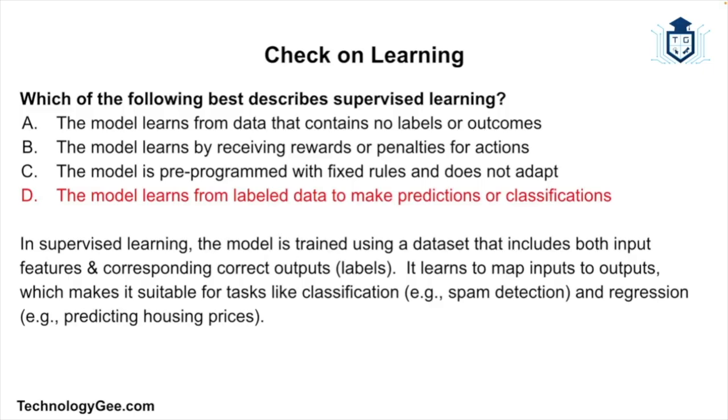So in supervised learning, the model is trained using a data set that includes both input features and corresponding correct outputs known as labels. It learns to map inputs to outputs, which makes it suitable for tasks like classification when it comes to spam detection and regression when it comes to predicting housing prices.